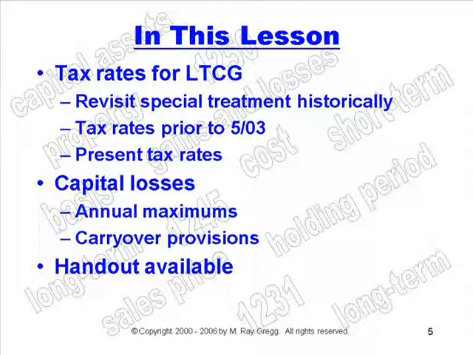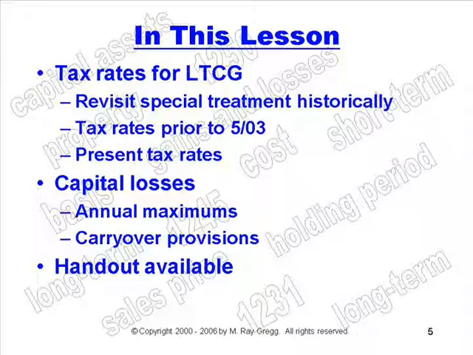In this lesson today, we want to talk more about the tax rates for long-term capital gains. I'd like to talk about the historical, long ago, treatment of capital gains and losses, and then the more recent rates. In 2003 we had a rate reduction in the capital gain rate, and we would like to also obviously talk about the present tax rates that we have in our current tax structure.